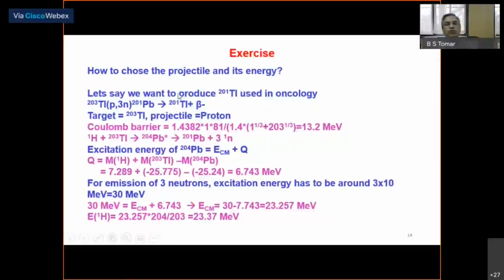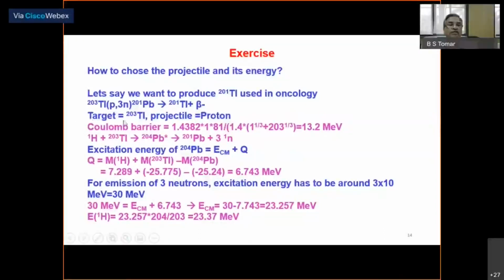Okay, how to choose the projectile and its energy. So I thought this exercise can be used. One of the methods was to find out the excitation function, but you can have one rough way of determining the energy of the projectile to produce a particular isotope. For example, let us say we want to produce thallium-201, which is used in oncology for SPECT imaging or stress test analysis. So this thallium-201 is produced in the thallium-203 (p,3n) reaction, giving lead-201, and this lead-201 undergoes beta plus or electron capture decay to thallium-201. So you can separate lead from the thallium target material, and then lead will decay to thallium-201 by electron capture. It is not beta minus, I think it is electron capture.